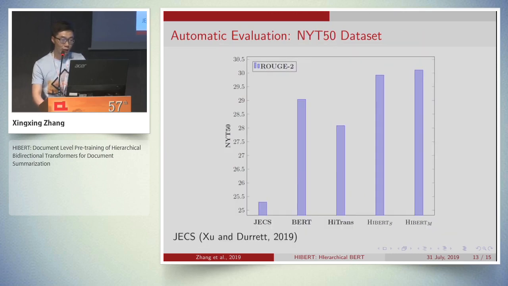And here are the results on the New York Times 50 dataset. We compared our model against GECS, which first does the extractive summarization and then compresses the extracted sentences. And again, BERT outperforms it, the hierarchical transformer model didn't work very well, and HIBERT outperforms all the models.